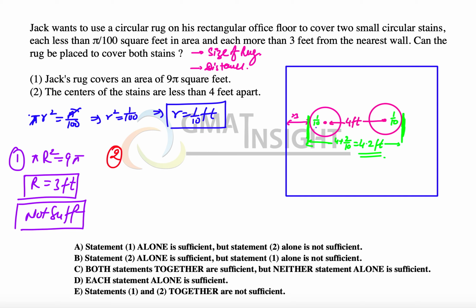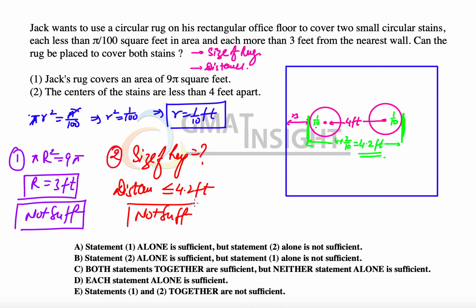But here we do not know the size of the rug. The size of the rug is unknown, while the distance between the two stains has to be less than or equal to 4.2 feet. So this statement alone is not sufficient, because we do not have the size of the rug here.